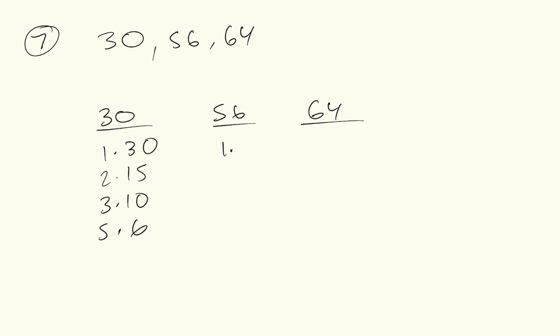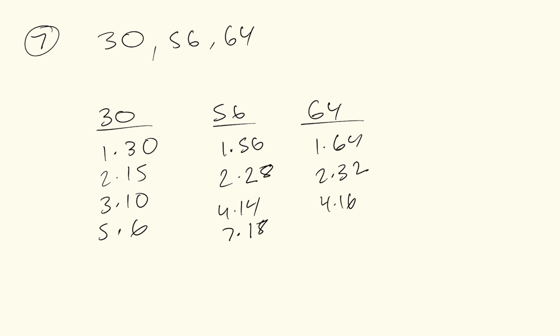For 56, you have 1 and 56. Oh, sorry, nope, I lied, that's not 56. That would be 2 and 28. You have 4 and 14. And then you have 7 times 8. And then for 64, you have 1 and 64. You have 2 and 32. You have 4 and 16. And then you have 8 times 8.